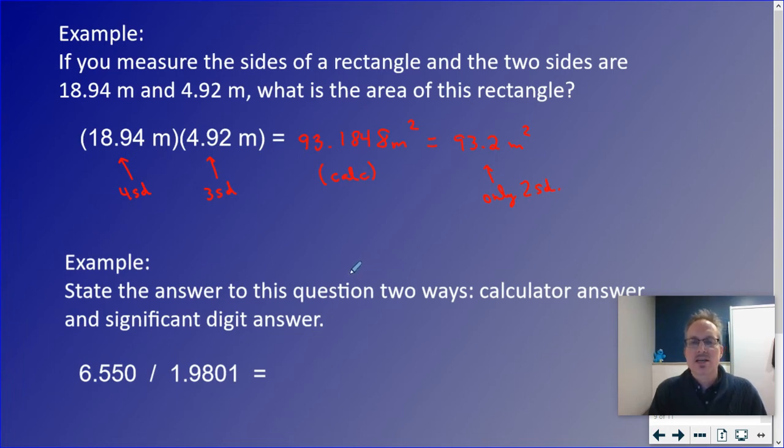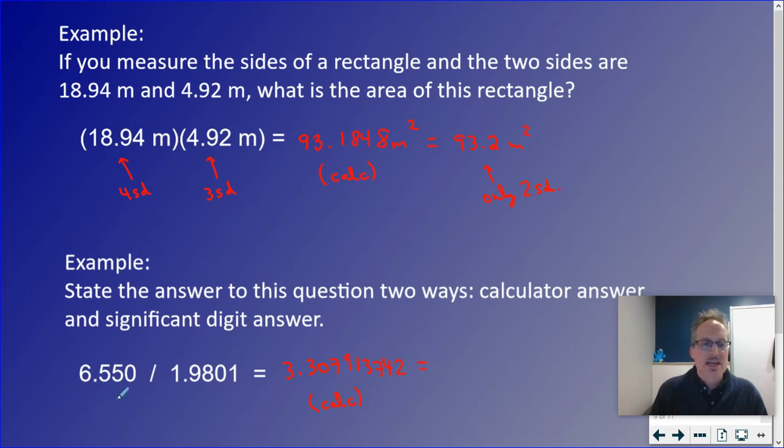Why don't you pause the video, try the last question with division, and then unpause the video to check your work. So I'm going to take 6.550 divided by 1.9801, and the answer is 3.307913742. That's a big long one. This is our calculator value.